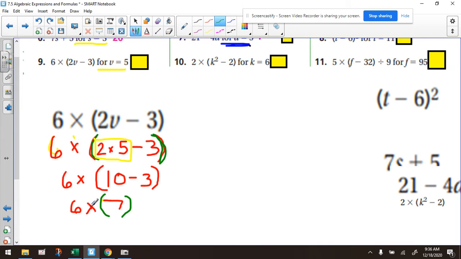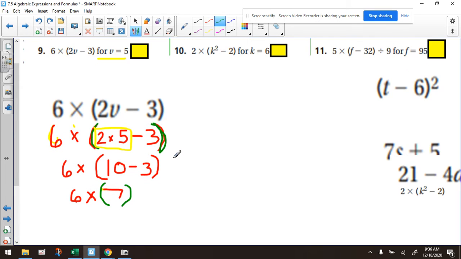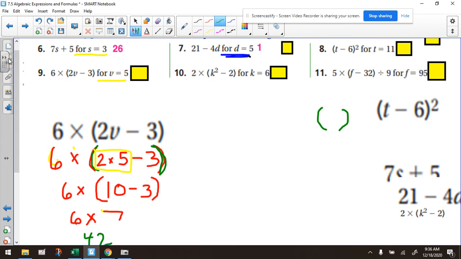In fact, if this multiplication sign wasn't here, you could have just written the 6 and then the parentheses and the 7. That would be okay too. But if we don't put the parentheses, it's the same thing in this example. 6 times 7, we end up getting 42 is our final answer for number 9.